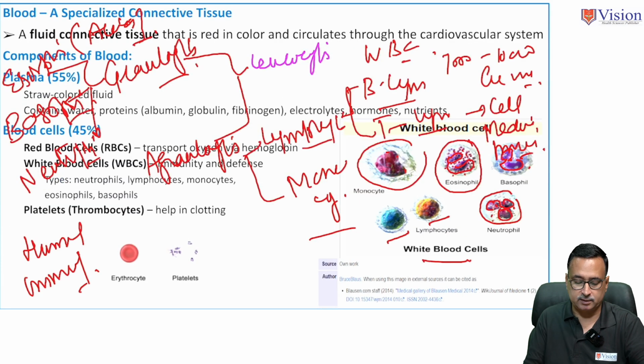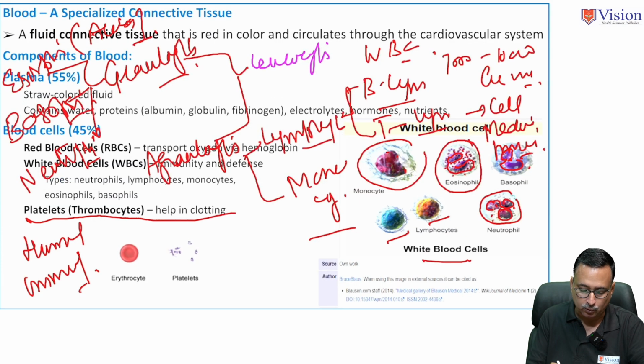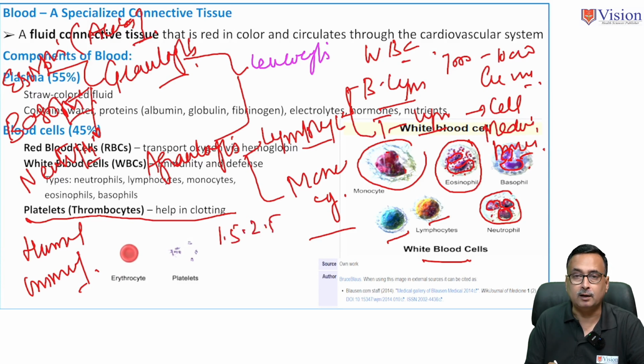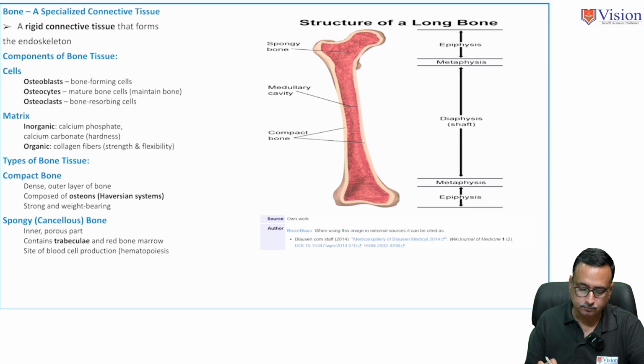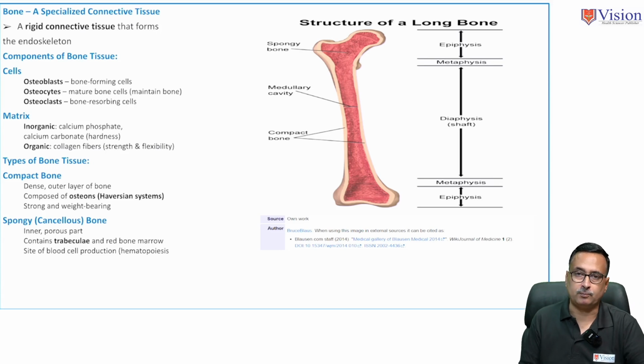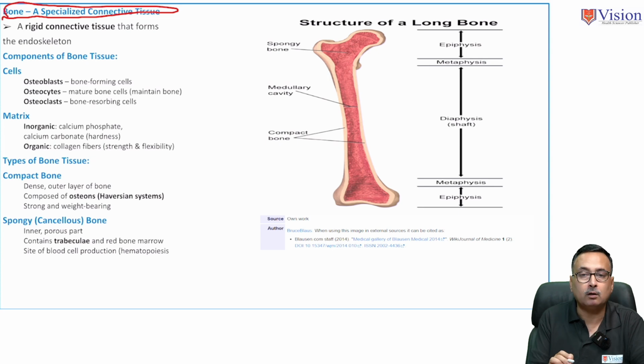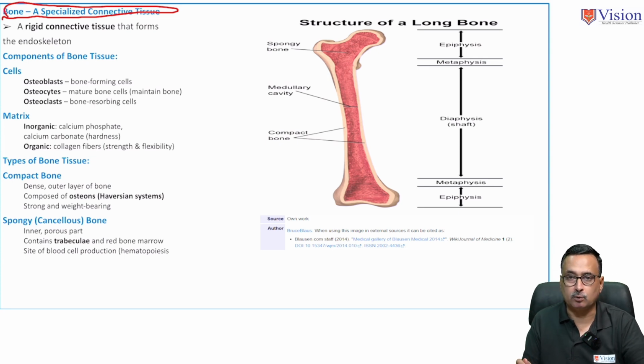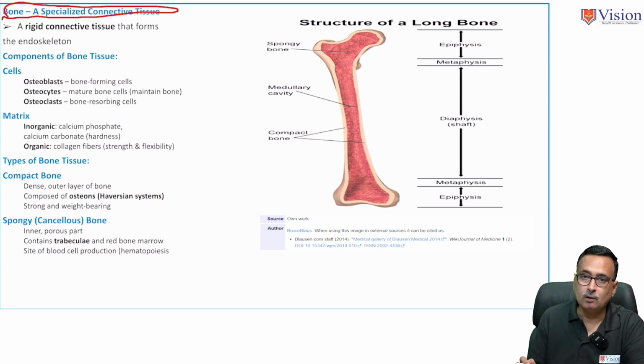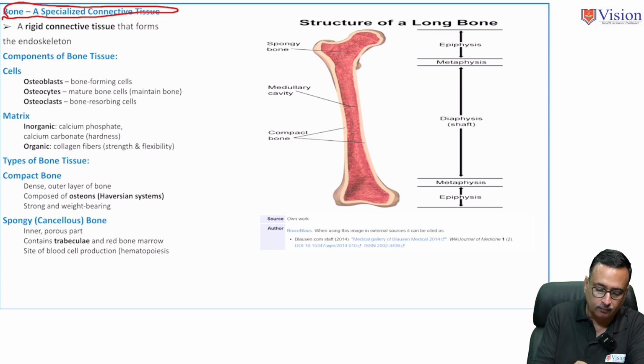The third category of blood cells are platelets. We call them thrombocytes. Their normal count varies from about 1.5 to 2.5 lakhs in an adult. These are essential for blood clotting. The next type of specialized connective tissue is bone. Bone is a rigid connective tissue which forms the endoskeleton of the human body.